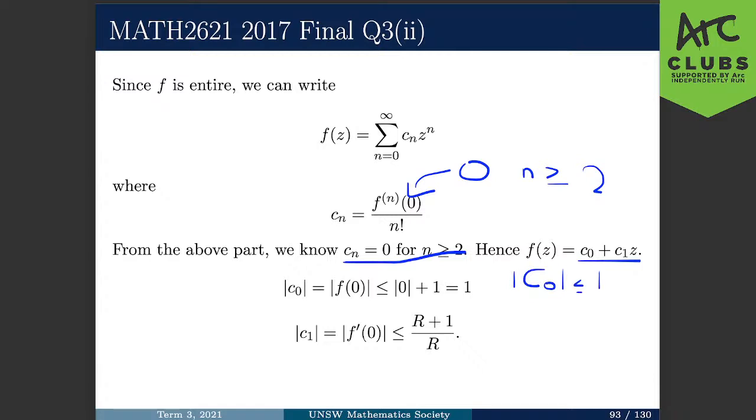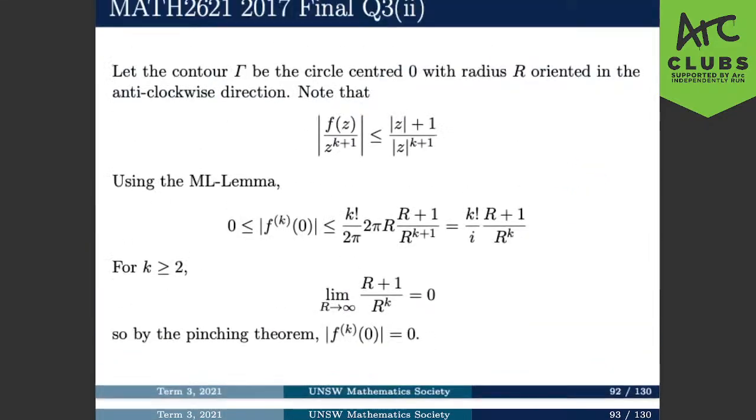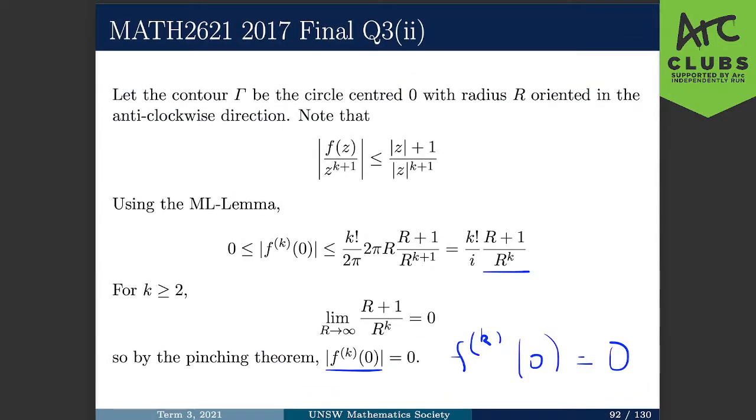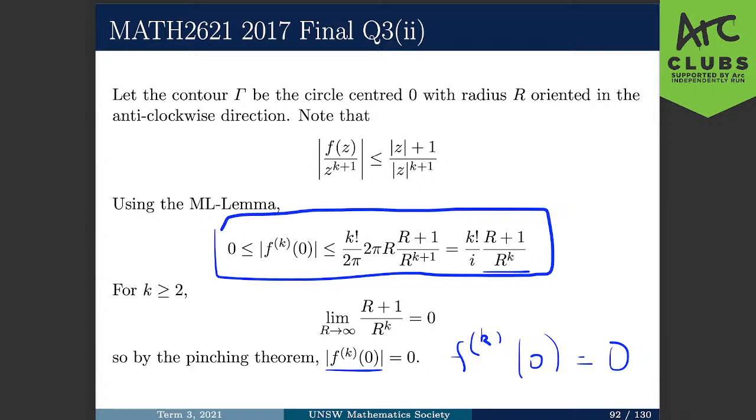So C0 is equal to the modulus of f of 0. How did I actually get these inequalities? Well, this was from the previous slide. This statement here is actually true for k greater than or equal to 0. It's just that for k greater than or equal to 2, we know for a fact that it's actually 0. But even if k is 0 or 1, this inequality here is still true. And so I can use this to help me establish an upper bound for f^(k)(0). That's where this comes from.